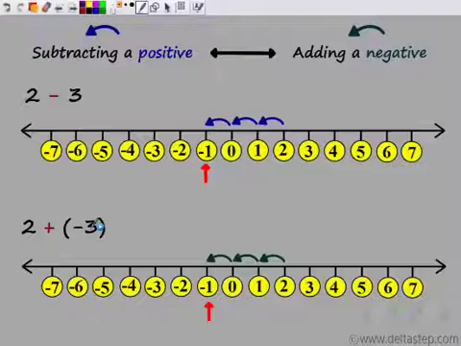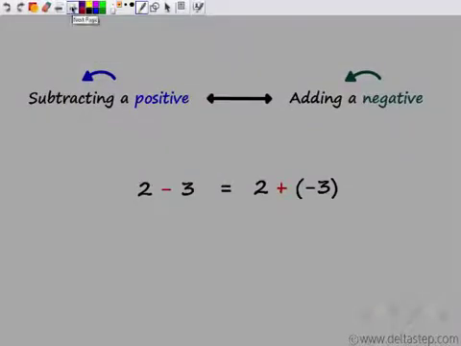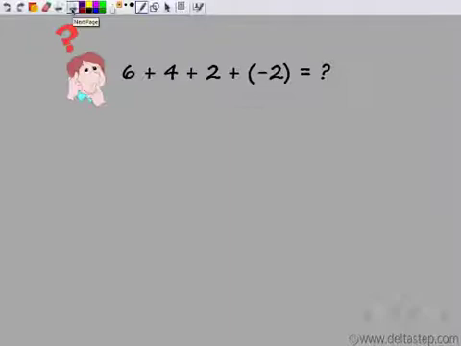So we see that subtracting a positive or adding a negative is nothing but the same thing. That is, 2 minus 3 is the same as 2 plus negative 3. Both of them give me the same thing. Plus minus is the same as writing just minus. Adding a negative is the same as just subtracting it. Negative 2 minus 3. So now can you solve this? Well, let's try to solve this.